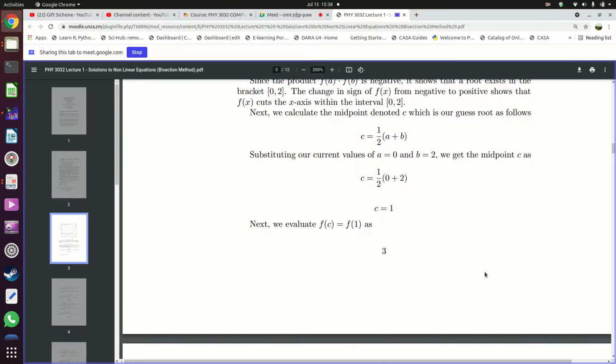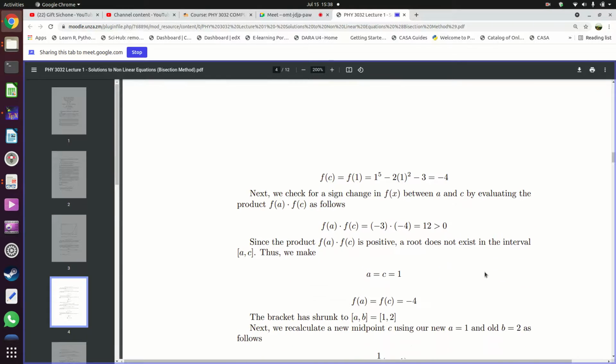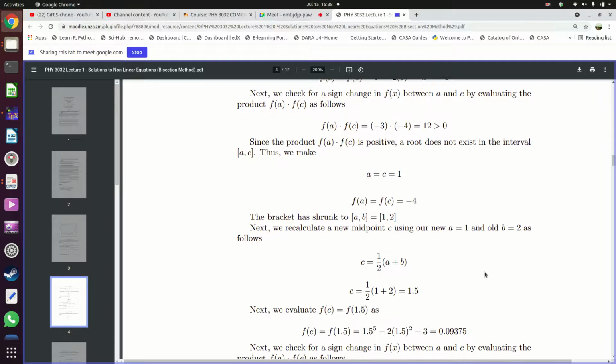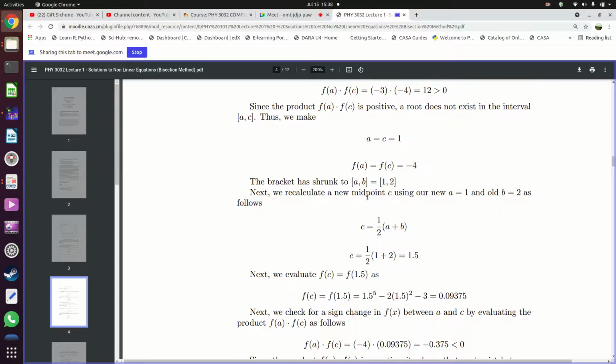Yes, it is. Since our bracket is now smaller, we have got a new bracket, 1,2. With this new bracket, we know that the answer is between 1 and 2. We calculate a new midpoint using our new A and B. We work out a new midpoint, C, using our new value of A, which is now 1, and our old value of B, which is 2. So our midpoint C is equal to half A plus B. Remember, your midpoint C is your guess solution.